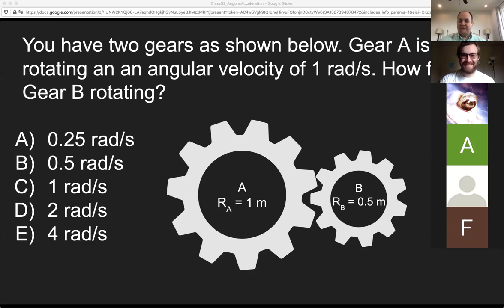We need like hold music. Our call will be answered as soon as possible. All right, come on, E people. Give me an answer. What do you got? Why is it 4 radians per second? All right, our E people are definitely not very confident in their responses, or, you know, are asleep. Okay, anybody else want to defend A, B, or C?